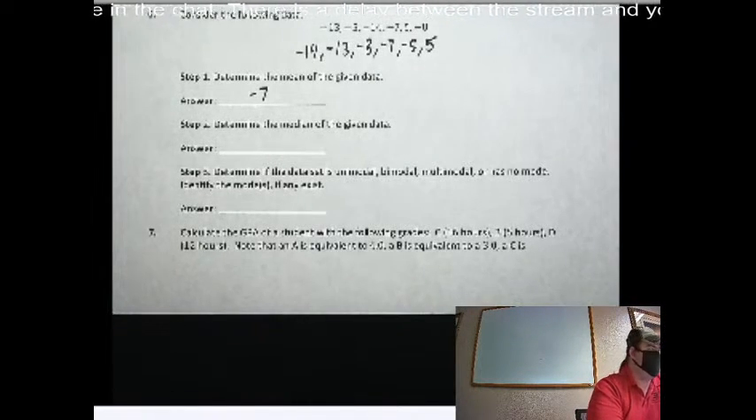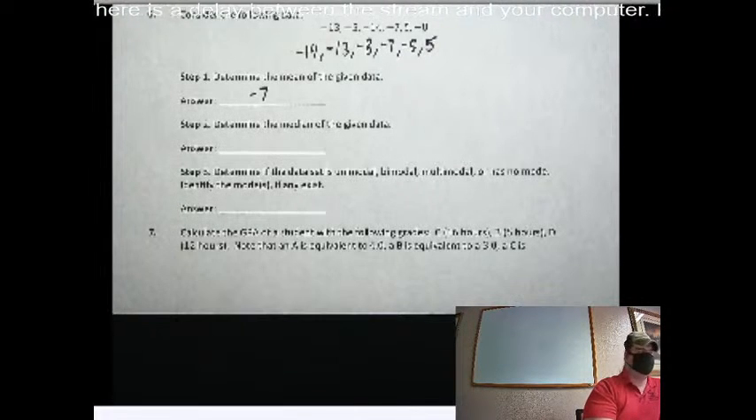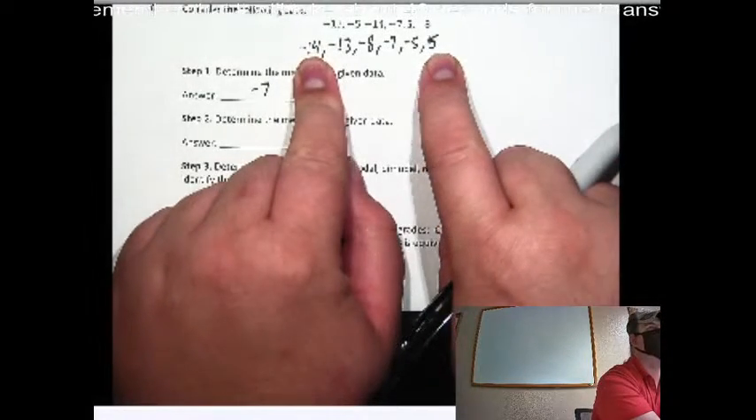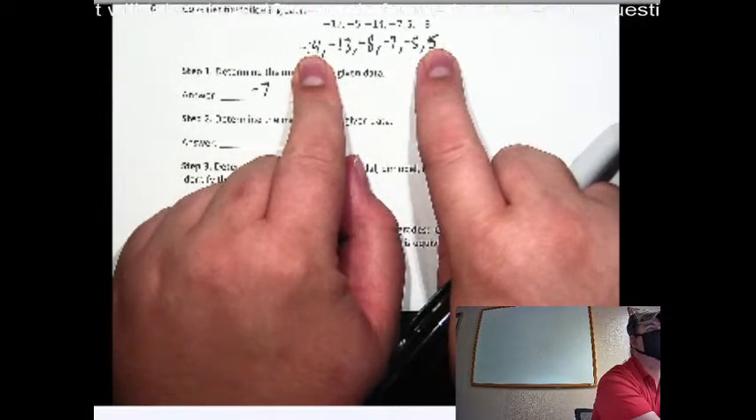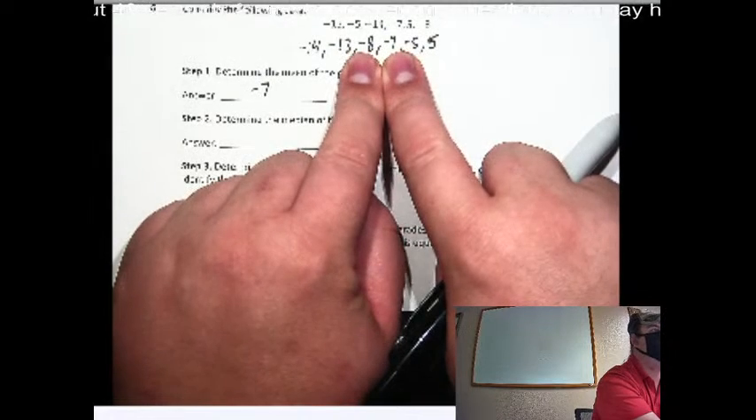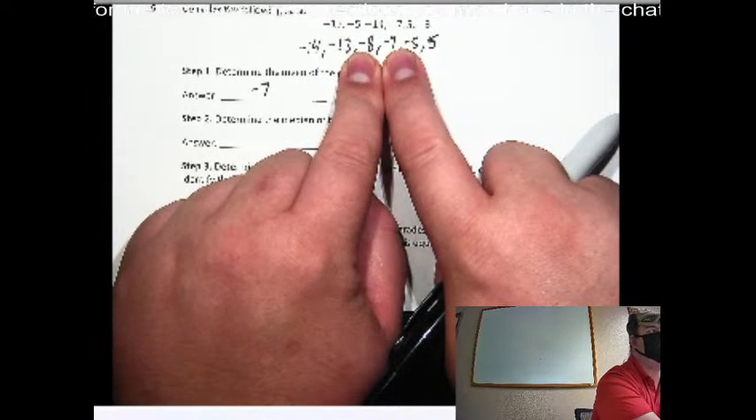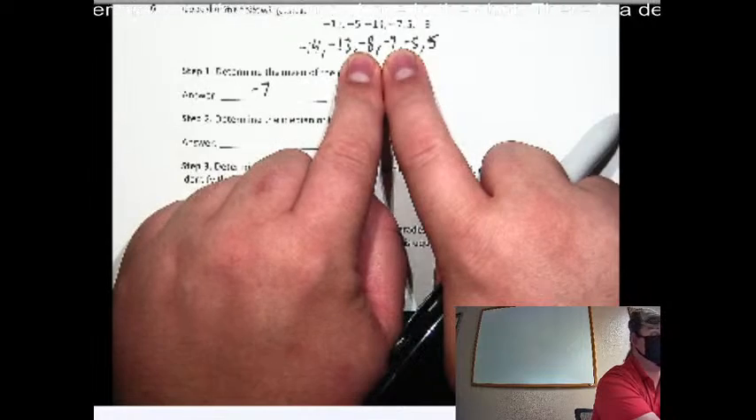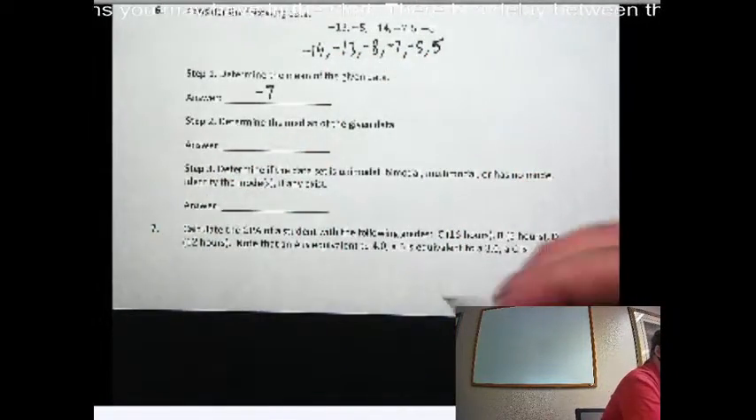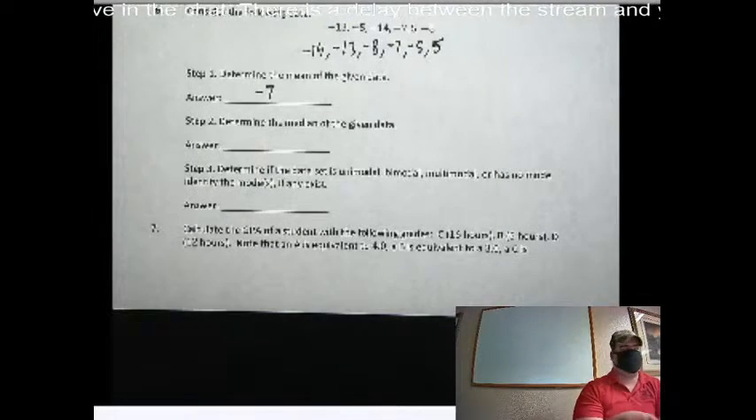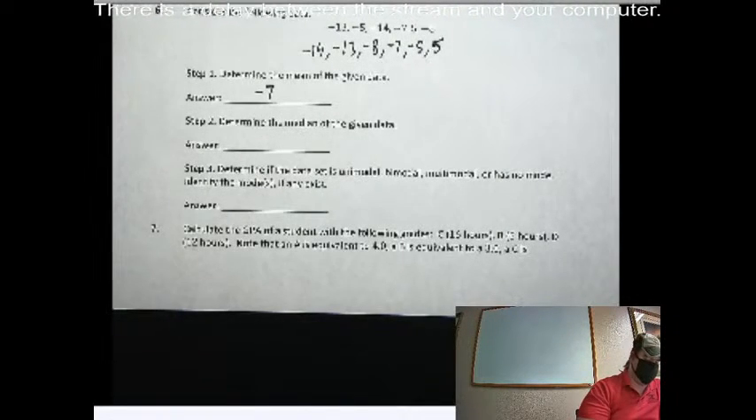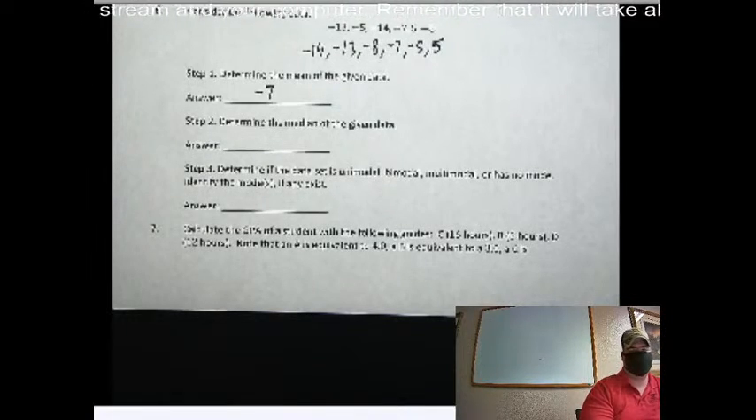So now we need to find the median. That's the middle number. 8.5. No, I put down negative 8. Okay, that's also because I thought there were 5 numbers there. Yeah, there's 6 of them. So we have 2 numbers in the middle. Between negative 8 and negative 7 is negative 7.5. And remember, if you ever have any doubt, you can just do negative 8 plus negative 7, then divide by 2. Yeah, negative 7.5.